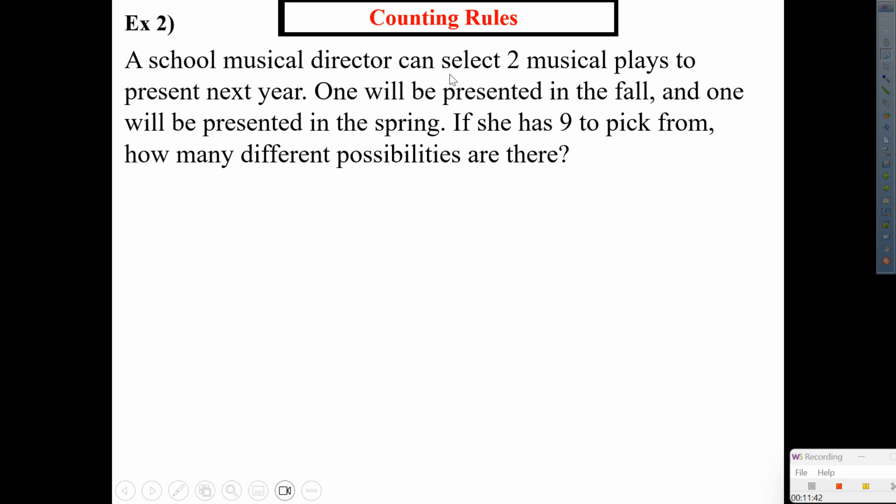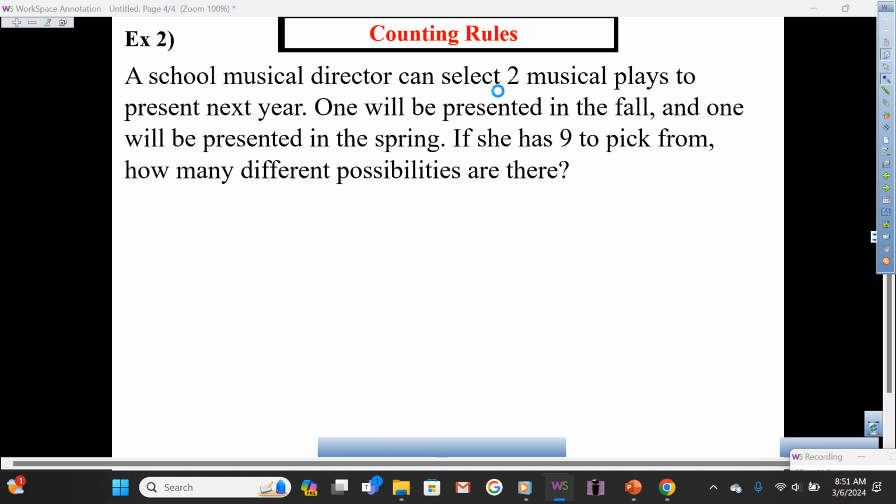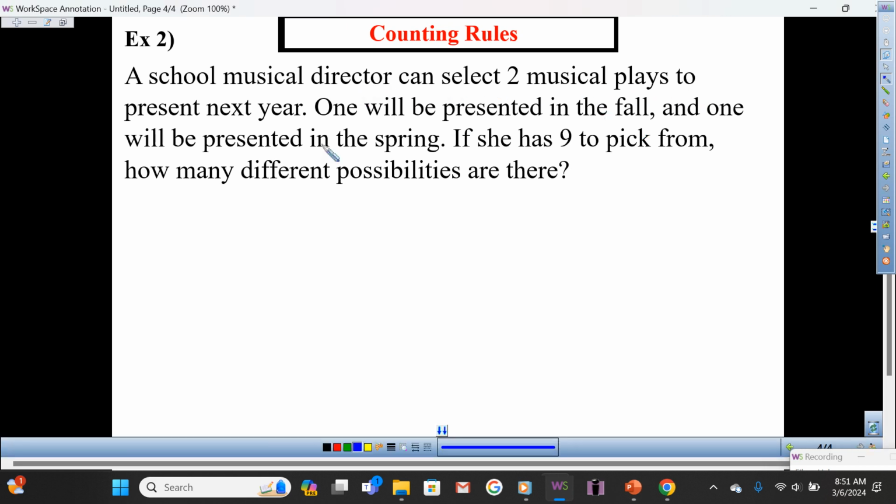A school musical director can select 2 musical plays to present next year. One will be presented in the fall, and one will be presented in the spring. If she has 9 to pick from, how many different possibilities are there? This one's written a little bit different, so copy it first, so you can have this as an example as well. And then we're going to go through this one together. Okay. Go. All right, once again, it says, school musical director can select 2 musical plays to present next year. One will be in the fall, and one will be in the spring. If she has 9 to pick from, how many different possibilities?